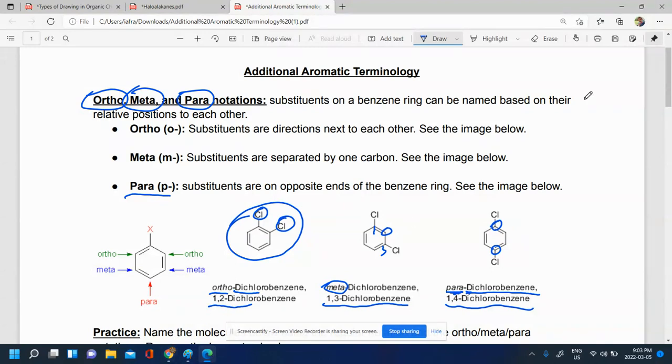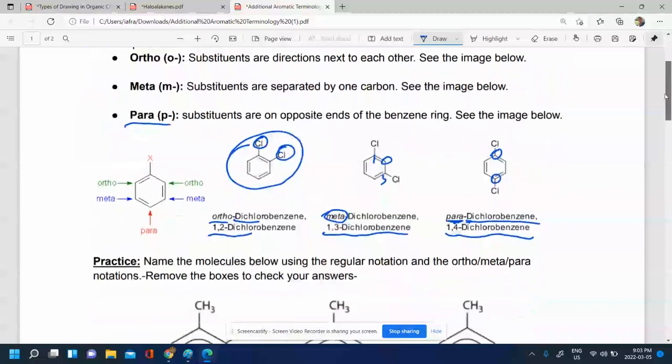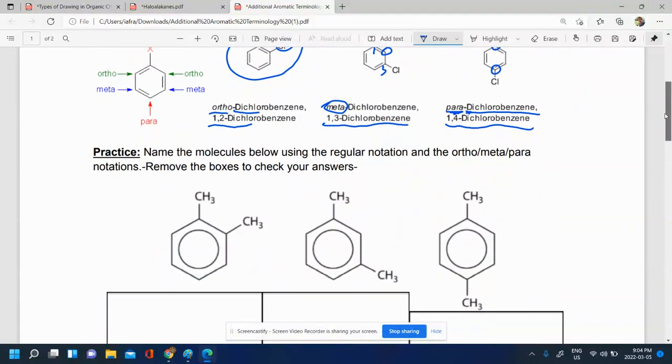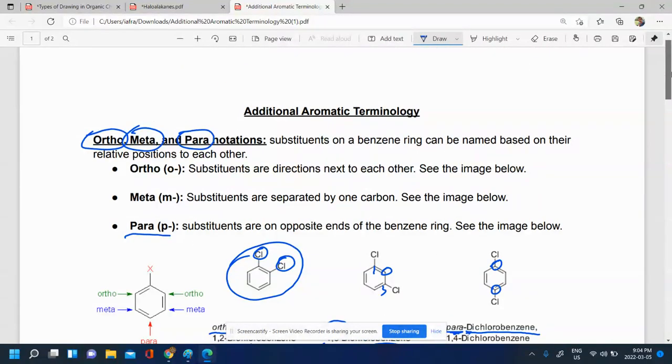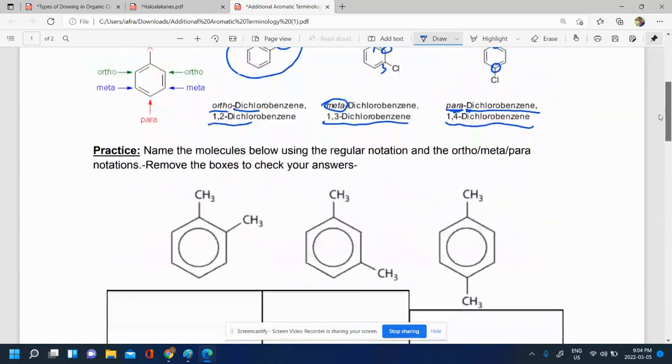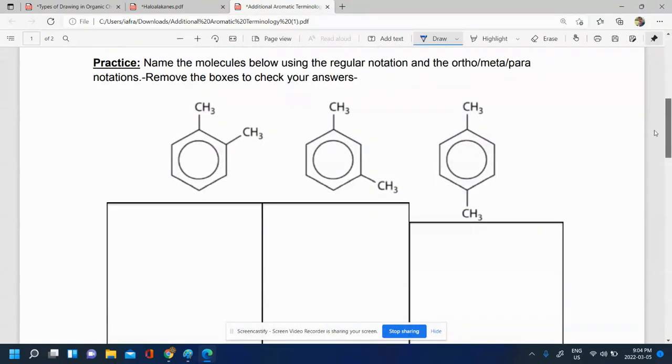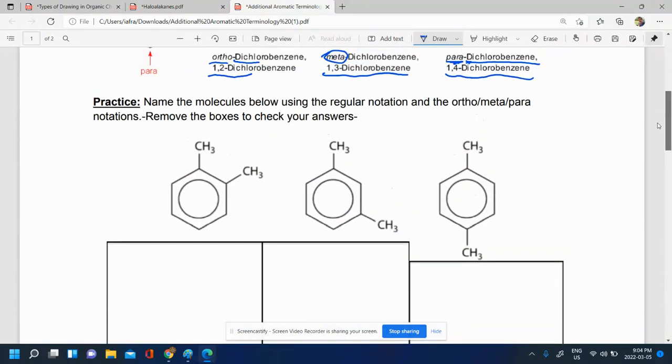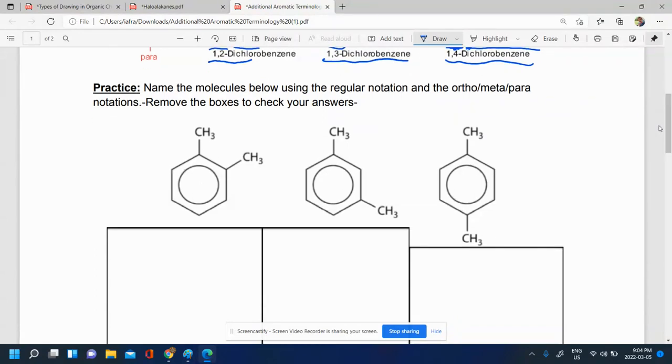So this really works when you have two substituents on the benzene ring. So we can go ahead and try to name these compounds using the regular notation and the ortho, meta, and para notation. I'll start with regular notation that you're used to. So here we have 1, 2. So 1,2-dimethylbenzene.